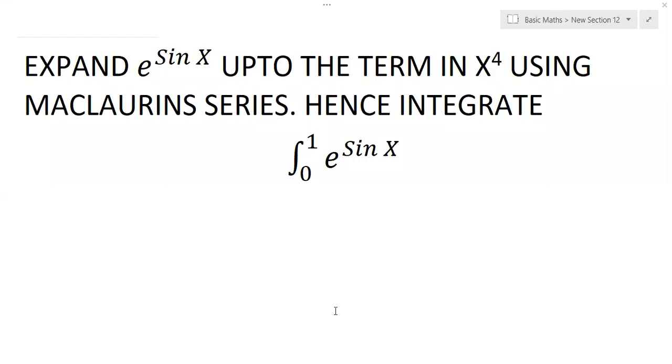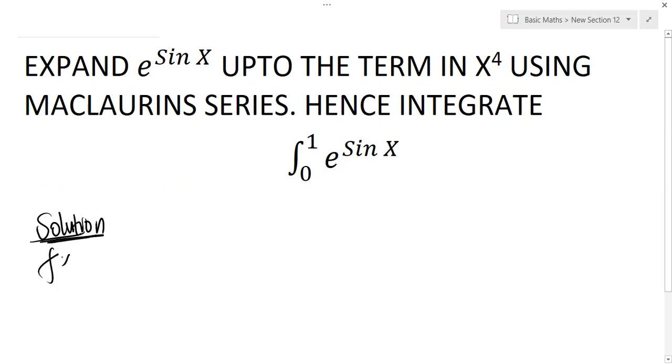Hello guys, so I would like us to look at how to go about this question. Expand exponential sine x up to the term in x raised to power 4 using Maclaurin's series, hence integrate that. Okay, so Maclaurin's series, let's come on to the solution.